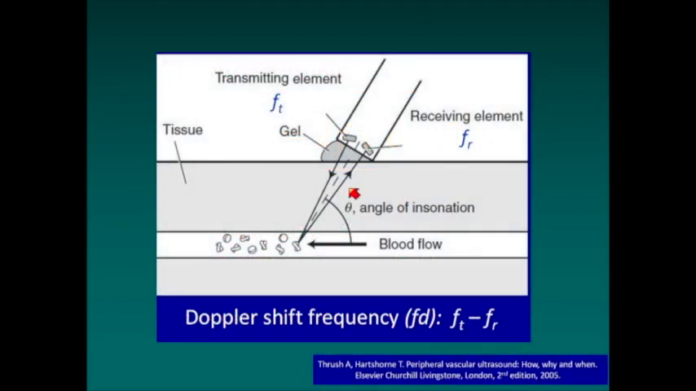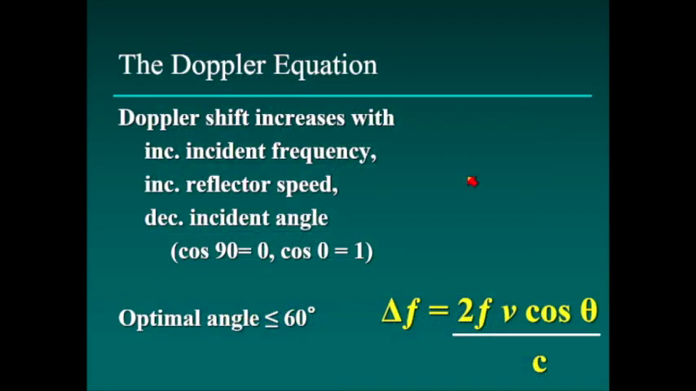And to remind you, the angle theta is the angle of incidence to the blood flow, and the F on the right side of that equation has to do with the fundamental frequency of the transducer. So a consequence of that is that the Doppler shift increases with increased incident frequency, increased reflector speed, which is of course what you're trying to measure, and decreased incident angle. You probably all know by now that the optimal angle is somewhat less than 60, because above 60 the variability of the measurement really becomes quite high.